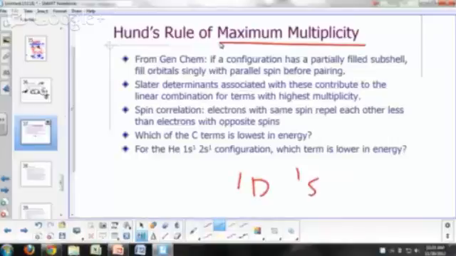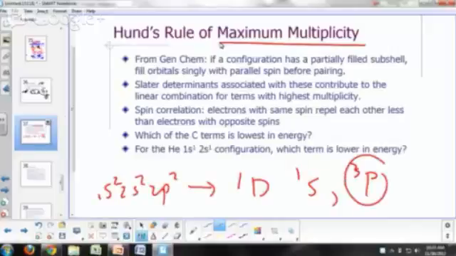Singlet D, singlet S, triplet P. So from 1s2 2s2 2p2, you get 3 terms. The triplet P has the highest multiplicity, so that's the ground term. Of these 3 terms, the 9 functions associated with triplet P would be lowest in energy. That's why it's called Hund's rule of maximum multiplicity. The Slater determinants with the most unpaired electrons possible are the ones that contribute to the linear combination for terms with the highest multiplicity.